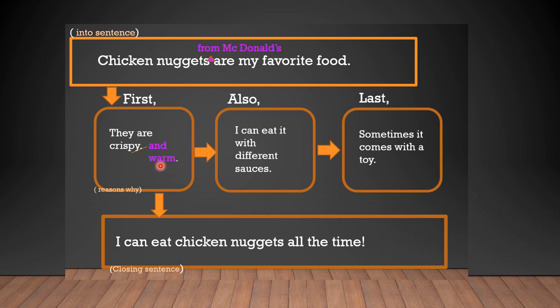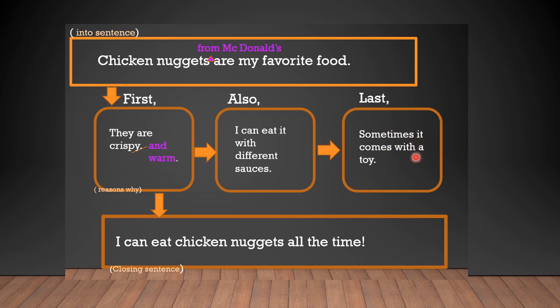My next sentence would be, also, I can eat it with different sauces. Now that does have a lot of detail. I know that it's not just one specific sauce, but it's many different sauces. So I like that sentence. I'm just going to move on.